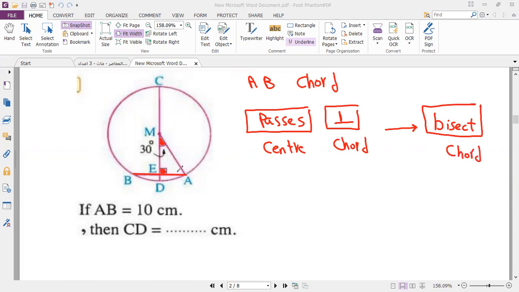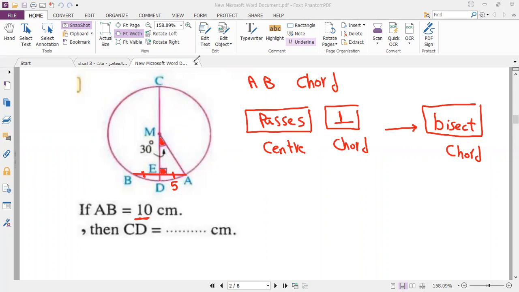So here the length of AE is the same as the length of BE, and the length of AB is 10 centimeters. So in this case, the length of AD equals 5 centimeters. Okay. I want to get the length of CD.